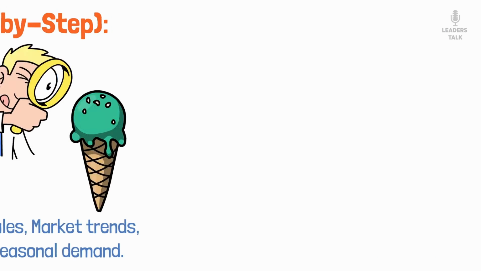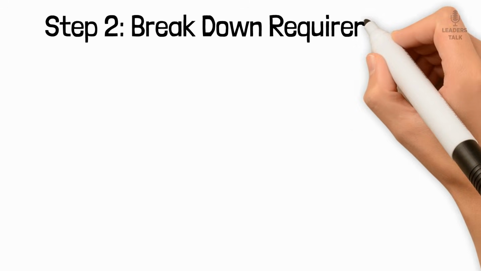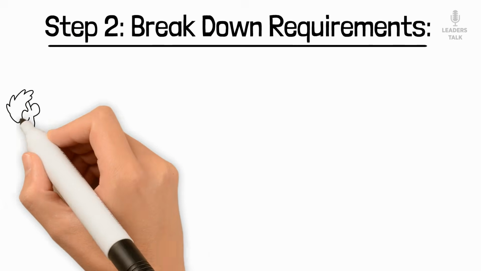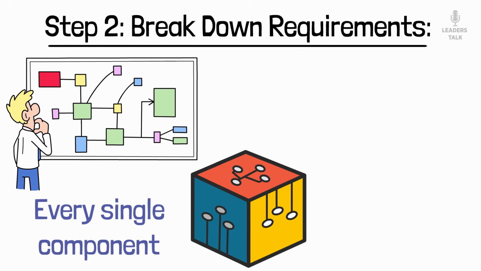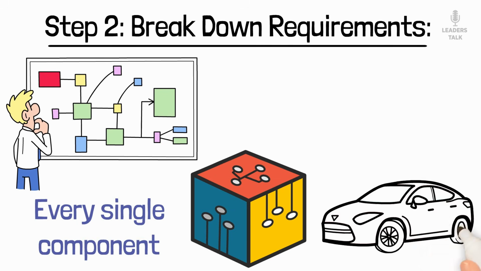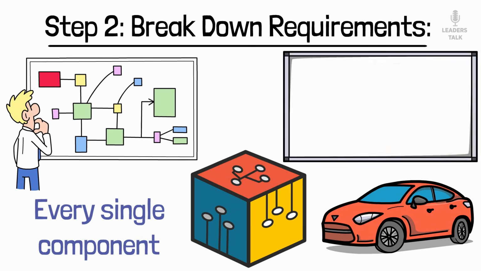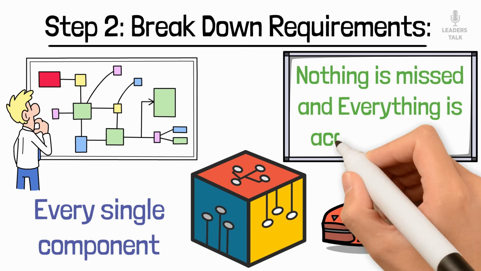Step 2, break down requirements using BOM, what materials are needed. This is where MRP becomes powerful. A finished product is broken into every single component. For example, a car is broken into thousands of parts. This step ensures nothing is missed and everything is accounted for.